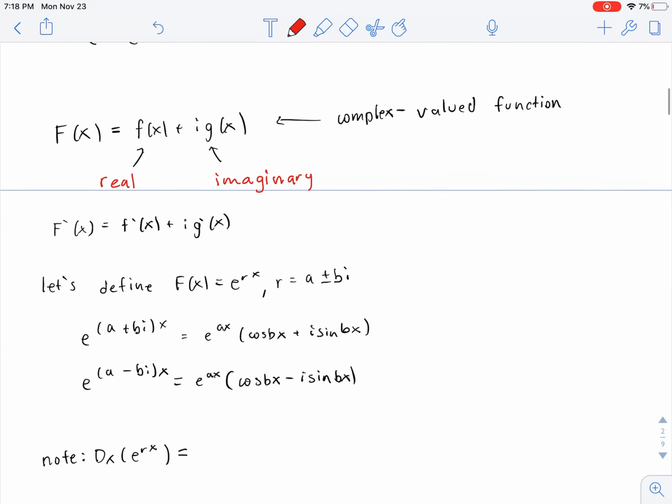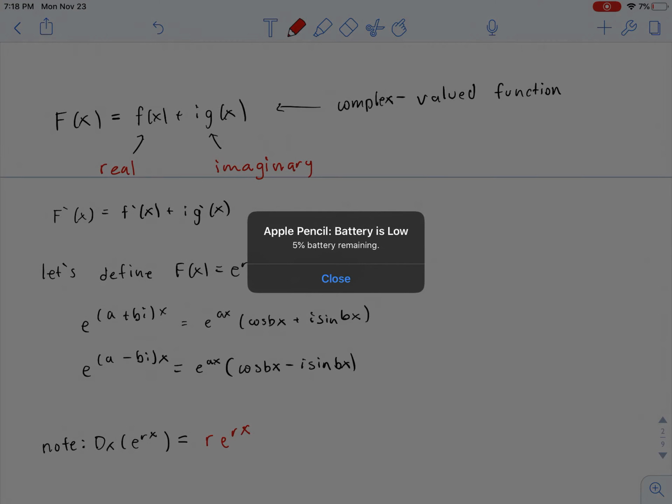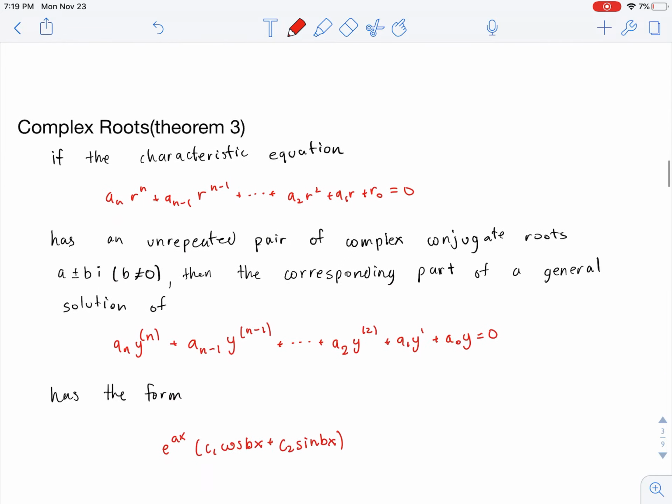From this, I want you guys to note that the derivative of e to the rx with respect to x will be r times e to the rx. And with this, I want you guys to just remember this. If you want the proof, you can go into the book and read it for yourself. From here, I will be moving into the complex roots theorem, which is also known as Theorem 3.